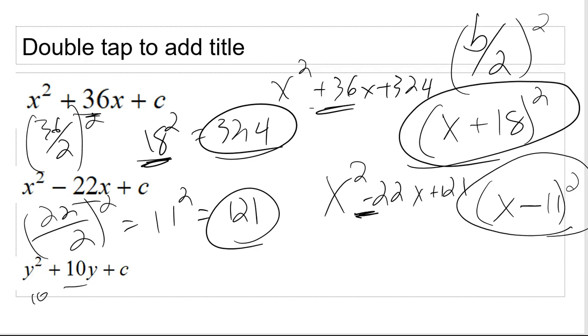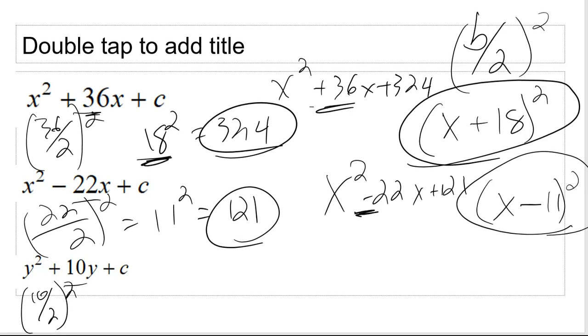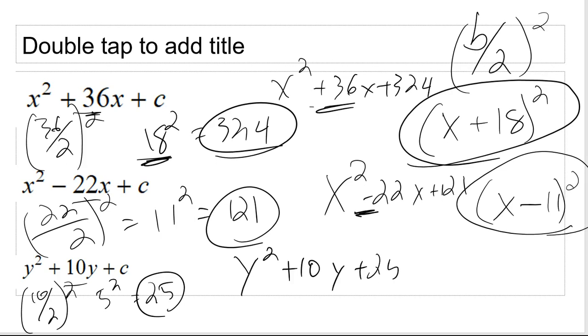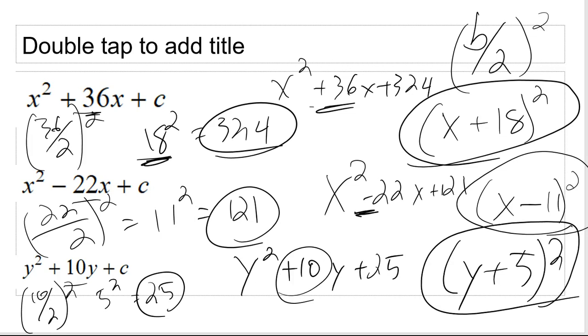Down here we have 10 divided by 2 squared, so that's 5 squared equals 25. So that's part of your answer. y squared plus 10y plus 25. We're going to have a y. This 10 is positive, so we're going to write a positive. Half of 10 is 5, and there's my answer.